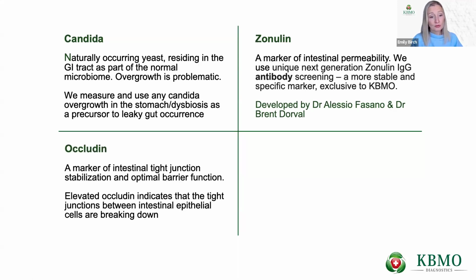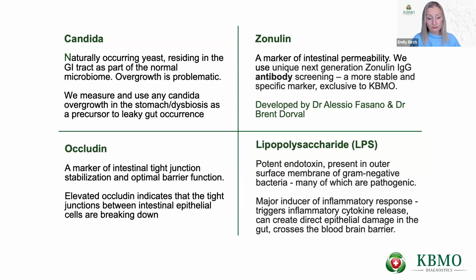So in terms of occludin then, that's our next marker. This is a marker of intestinal tight junction stabilization and barrier function. So you have zonulin and occludin that very much work together as tight junction markers. So elevated occludin indicates that the tight junctions between those intestinal epithelial cells are breaking down.